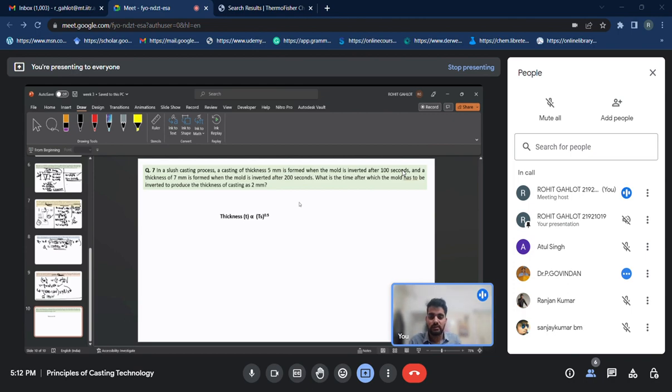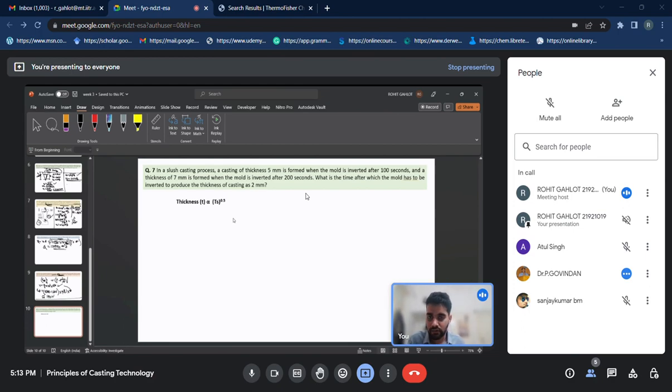Okay, so let's move to the seventh question. It is given in a slush casting process. It is covered in week 3, special casting processes, or in some other lecture of week 3. So this is a problem based on this. In a slush casting process, a casting of thickness 5 mm is formed when the mold is inverted after 100 seconds, and a thickness of 7 mm is formed when the mold is inverted after 200 seconds. What is the time after which the mold has to be inverted to produce a casting thickness of 2 mm?